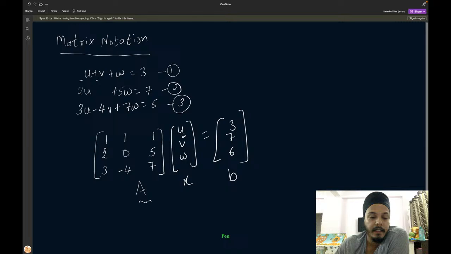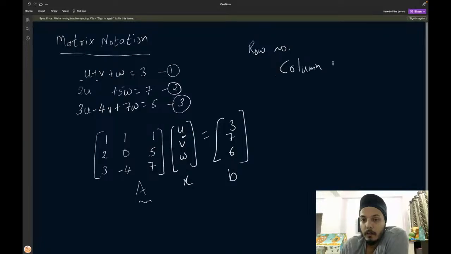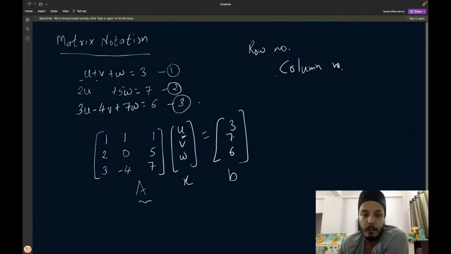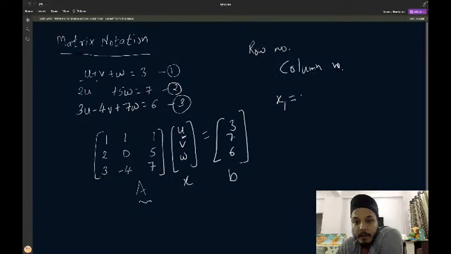Now to represent each element of the matrix, we do it using the row number and column number. Now if we have a vector, we need one subscript for that. This is an x vector, so we can write x1 as u, x2 as v, and x3 as w.